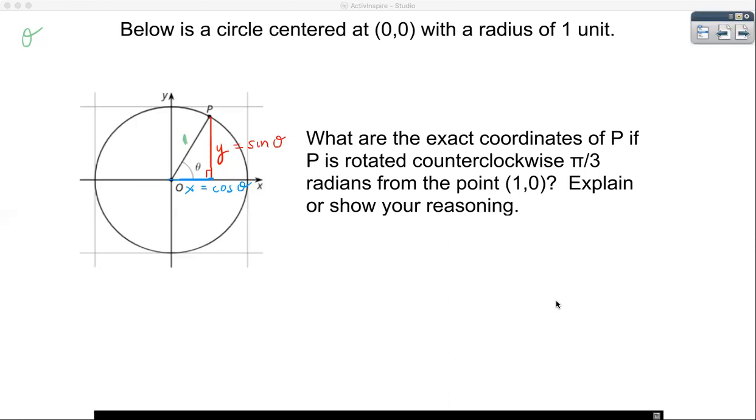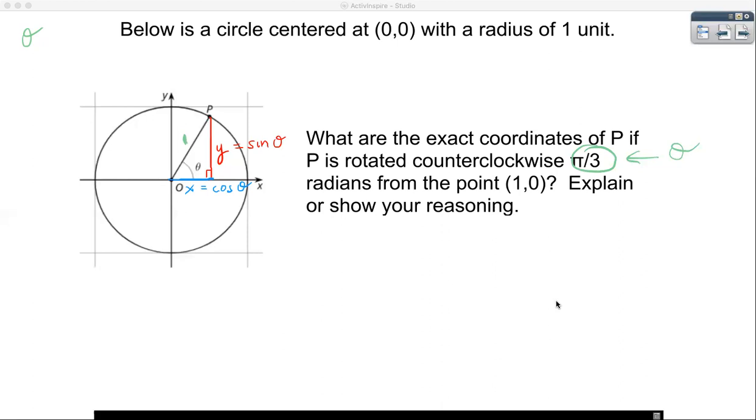So now what does that do? That will actually allow me to figure out the exact coordinate of P, because I also know what theta is, right? Pi over 3, they're giving me that. They're telling me that pi over 3 is the angle that was created after P was rotated counterclockwise. And so that means that pi over 3 is theta. So now I'm able to write my coordinate for P.